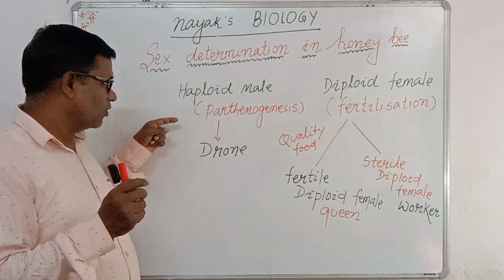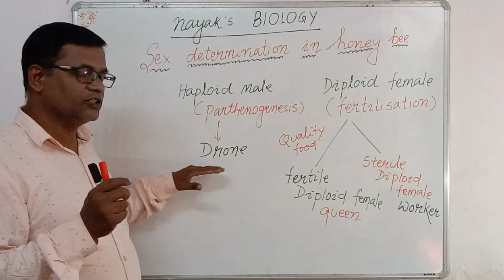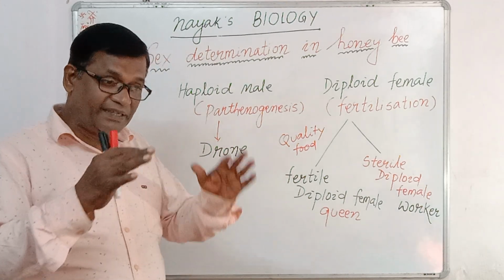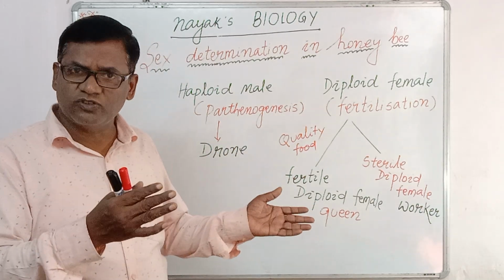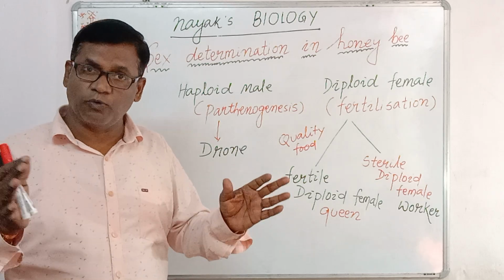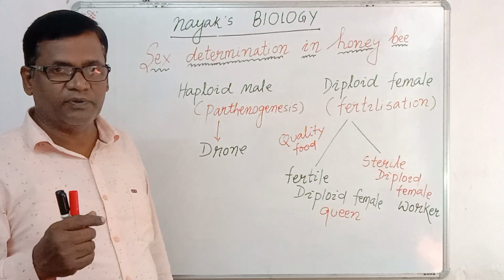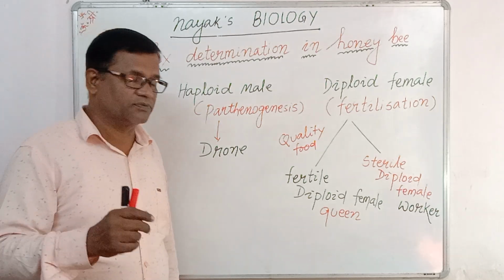After that, what is formed from the haploid male? We call it a drone. So what is the function of the drone in the beehive? Beehives, you know, are sometimes on plants, on buildings, and in forest areas. These big hives are produced, and we collect the honey from them. And honey is a very good source of food.